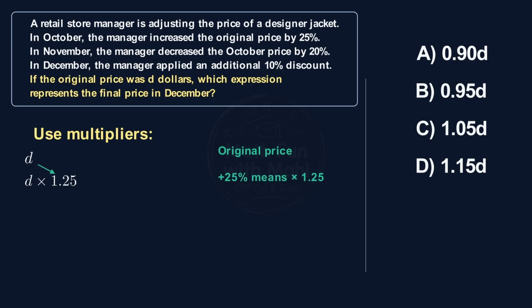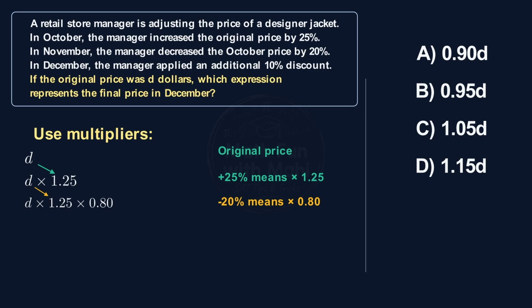First, the October hike. We start with the original price, which is 100%, and add 25%. Because 25% is 25 divided by 100, which is 0.25. Now add 1 to it, which will be 1 plus 0.25, giving us the multiplier of 1.25. Now, the November decrease of 20%.